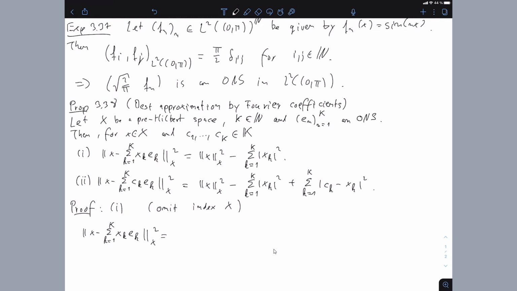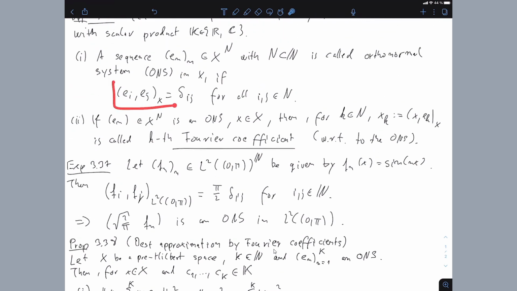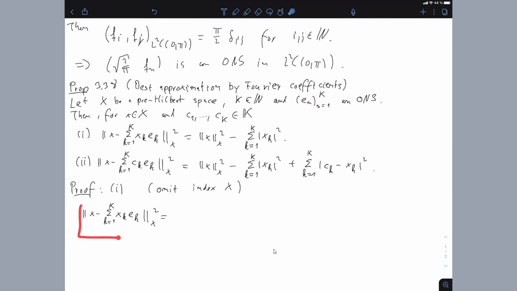And I want to somehow quantify this. Essentially the only thing that I know is the scalar product of these elements of our orthonormal system. So how could I start rewriting this squared norm to make use that I know something about the scalar product?